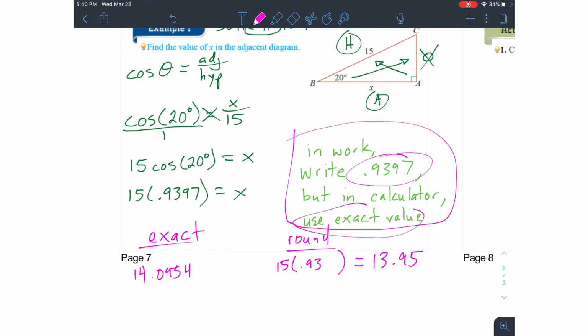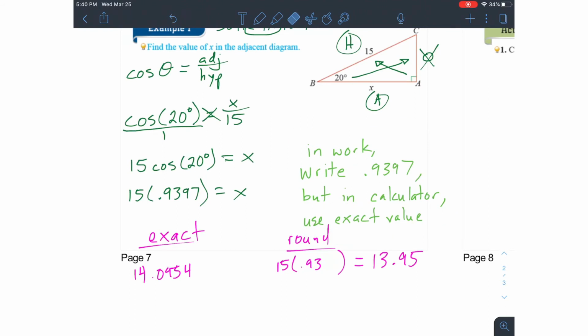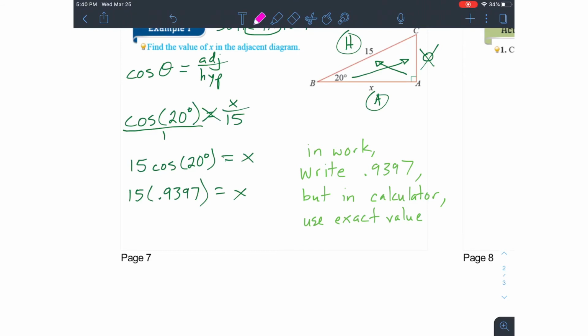But in your calculator, I want you to keep the exact value whenever possible. That's going to get you better answers. They're going to be more similar to what I have. I'm less likely to take off points. You're less likely to be wrong. So that is a huge recommendation for me when you are solving these questions.